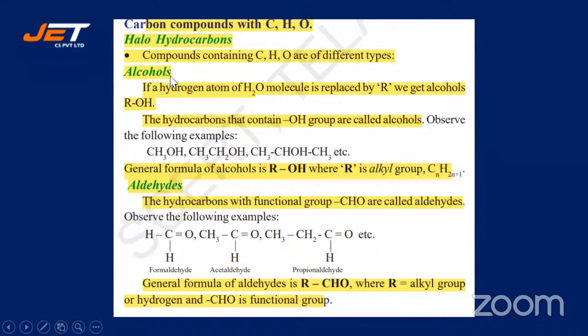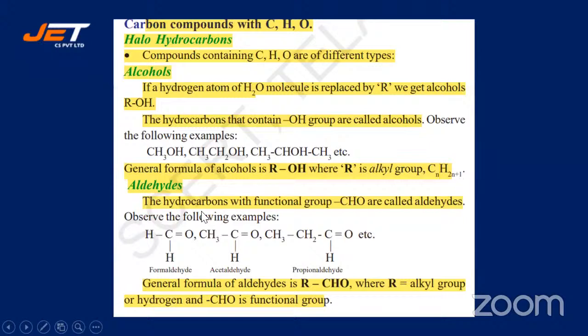And next coming to alcohols, if a hydrogen atom of H2O molecule is replaced by R, we get alcohols. That is, there will be a bonding with OH. So the hydrocarbons that contain OH group are called alcohols. And the general formula for alcohols, where R is the alkyl group, is CnH2n plus 1.